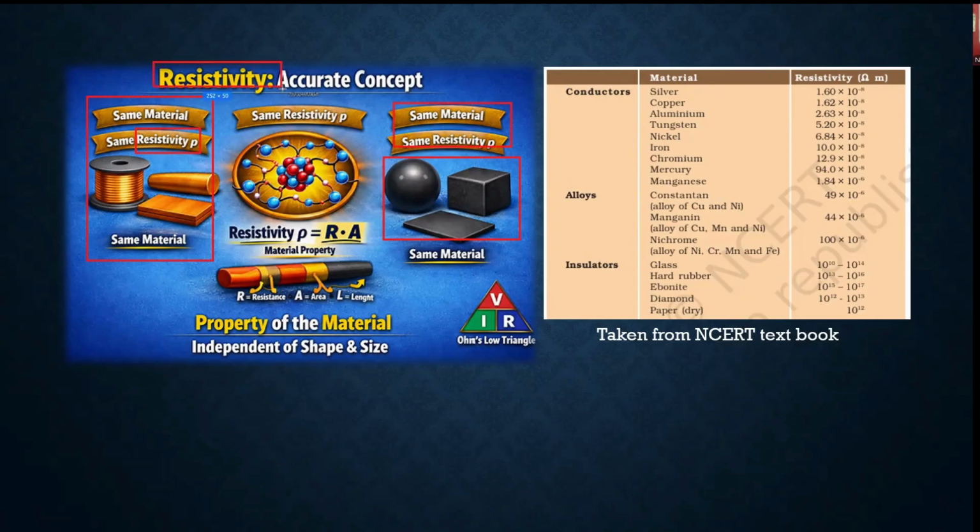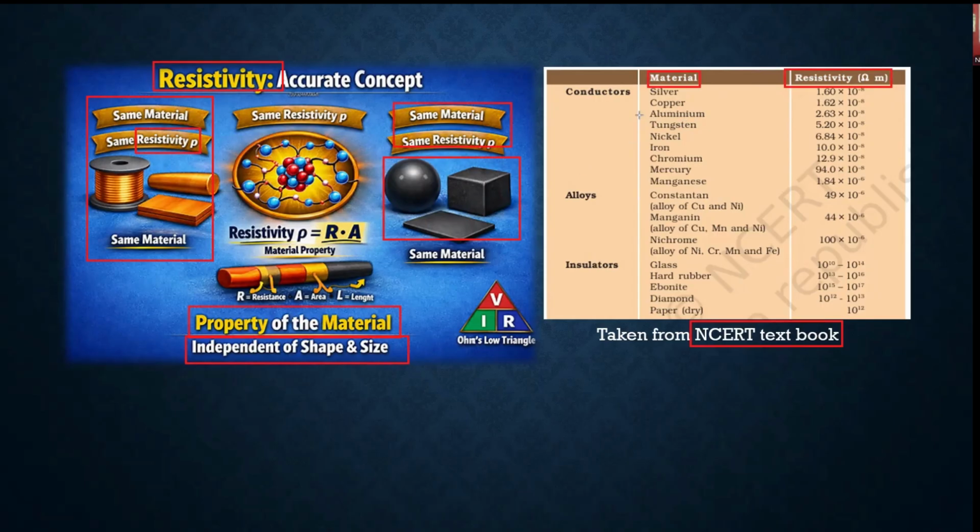What is resistivity? It's the property of the material. It is independent of shape and size. These are the different materials, and the resistivity values are given in your NCERT textbook. This is taken directly from your NCERT book.